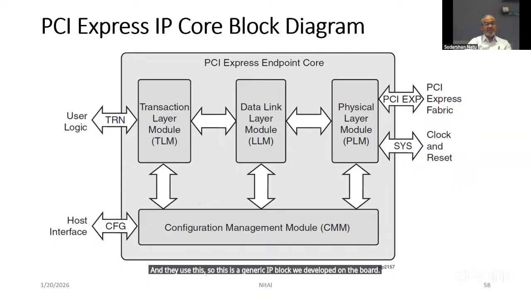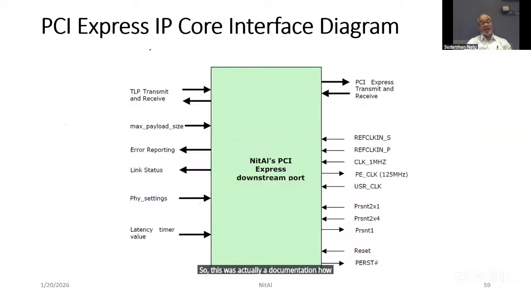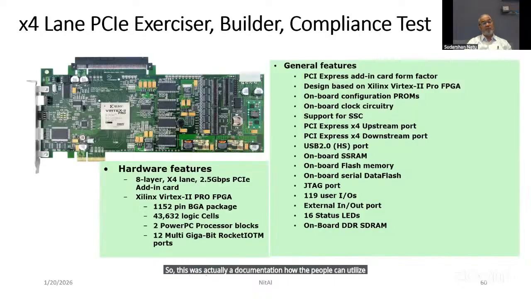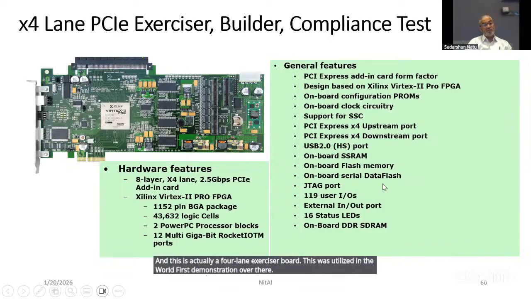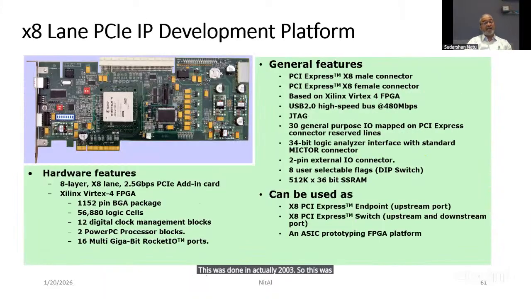We developed it physically on the board, got it certified, demonstrated it in the world in 2003, and people used it. The companies used that as a building block. This was the documentation on how people can utilize our IP core, and this is the 4-lane exerciser board that was utilized in the world's first demonstration in 2003. This was an 8-lane PCI development board, sold by NITAL and utilized everywhere else.